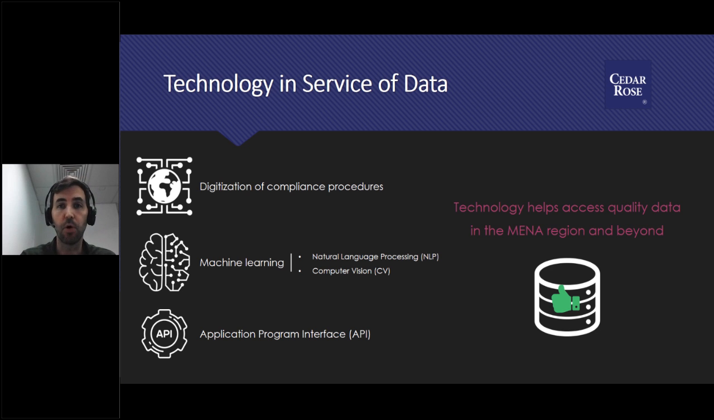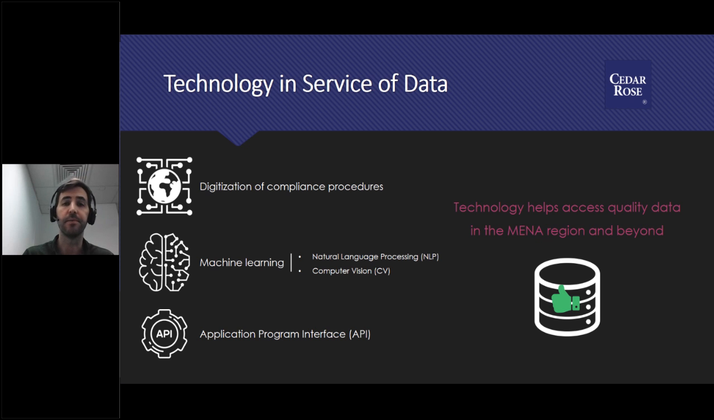In the last few years, all industries, but maybe especially the financial sector, have seen increased regulations regarding financial crime, security, and privacy, and with laws cracking down and increased penalties, private organizations can no longer afford to disregard compliance. During this time, many have turned to technology and even to technology providers to automate data collection and analysis. I will now briefly detail three key aspects. First, the digitization of the compliance procedures. Second, machine learning, and then the application program interface, also known as API.